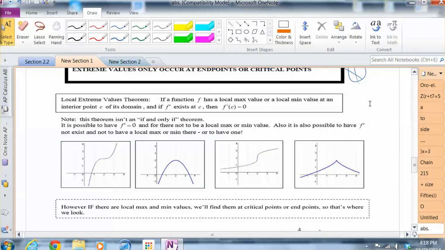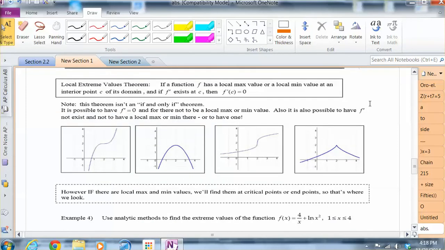So let's talk about the local extreme values theorem. Now, if your function has a local max or local min at some point c, and the derivative does exist at that point, we can say that the value of the derivative at that point does equal 0. Now, just so you know, the converse is not necessarily true. Like you could say, what if my derivative is 0? Then I know I have a local max or min. Well, let's look at this case here.